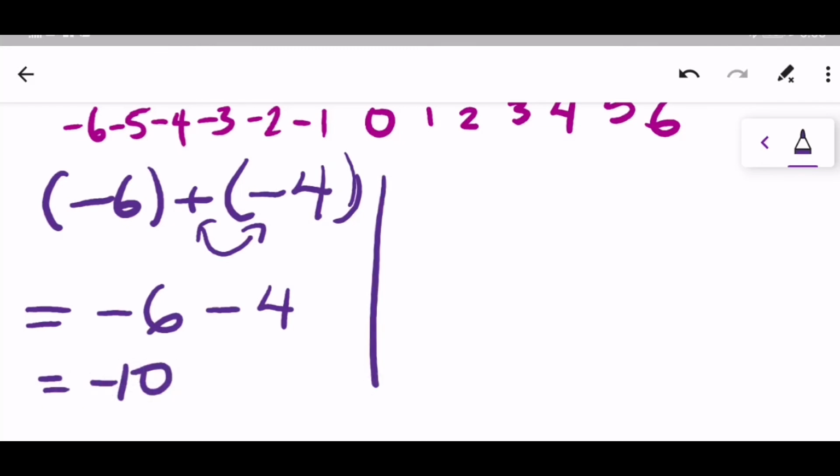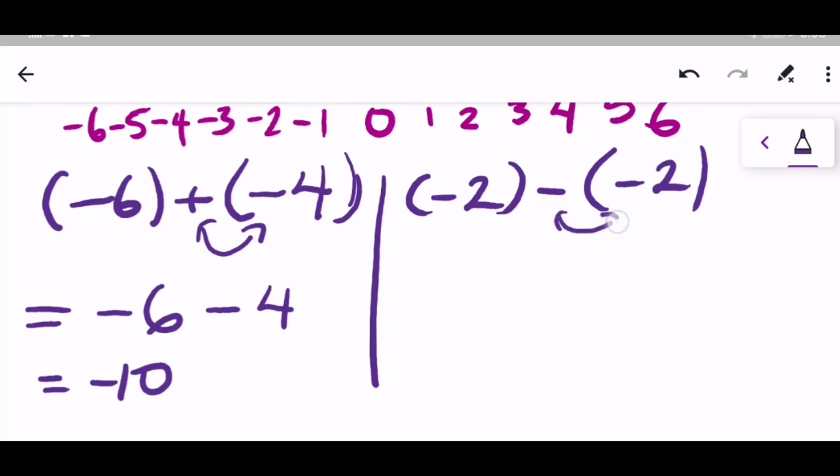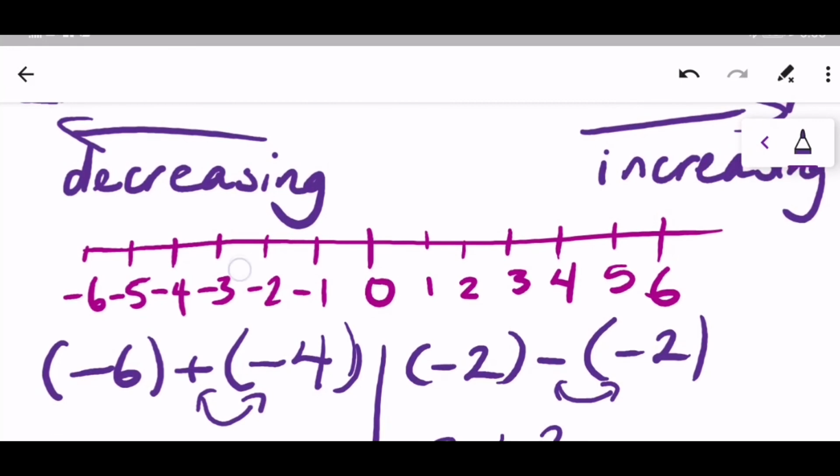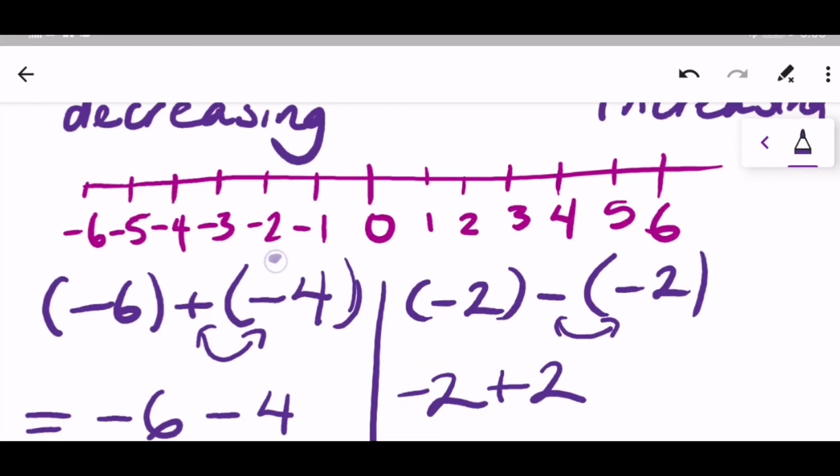Suppose you had one like this, negative 2 subtracting negative 2. So we're subtracting negative 2 from negative 2. Let's see where that goes. A negative by a negative will give you a positive. So you're going to have negative 2 plus 2. We start with negative 2 up here, and because we're adding 2, we go to the right 2 times. 1, 2. So the answer is 0.